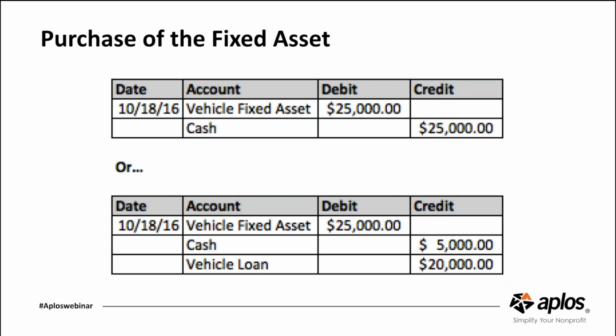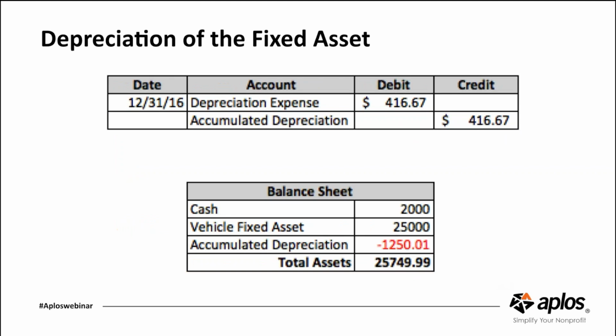Okay, so that's what a purchase of a fixed asset looks like. So then the depreciation kicks in. At the end of the period, on a monthly basis, what I'm going to do is spread the cost of that vehicle out over 5 years or whatever the schedule was, and that comes down to say a $416.67 monthly depreciation that I'm going to post for that vehicle. So per month, you're going to post an entry that is between the depreciation expense and the accumulated depreciation.